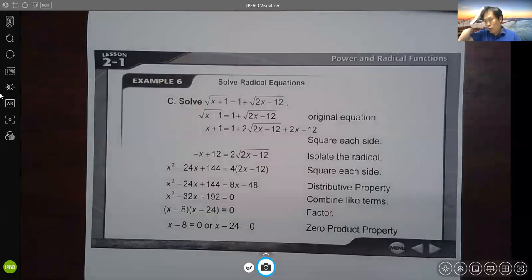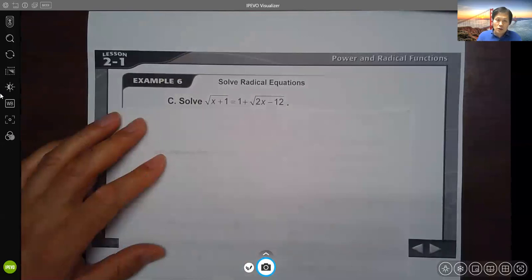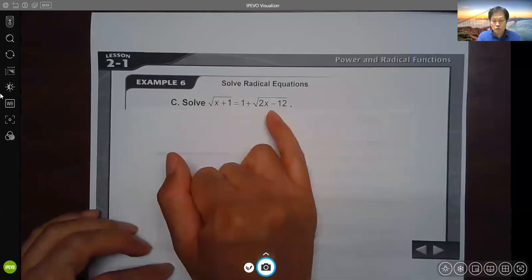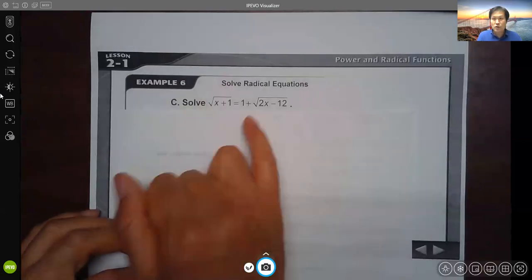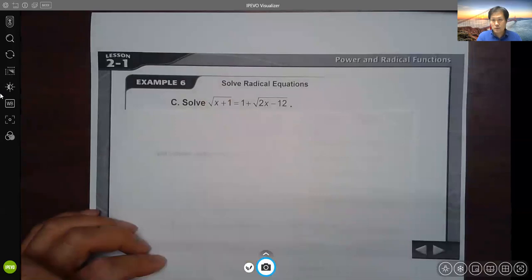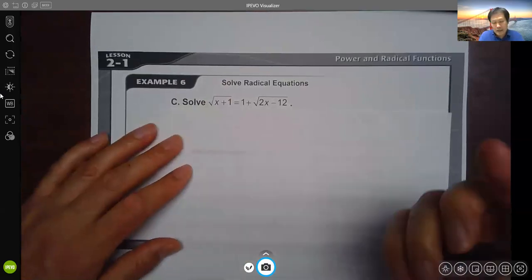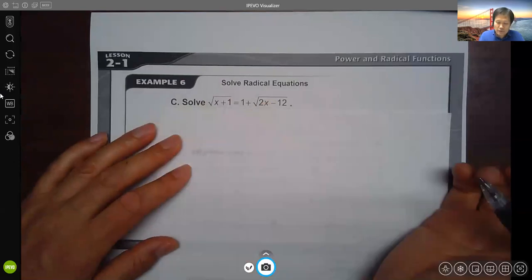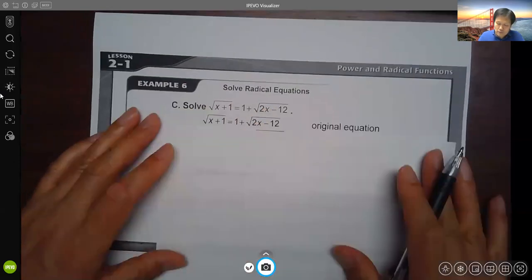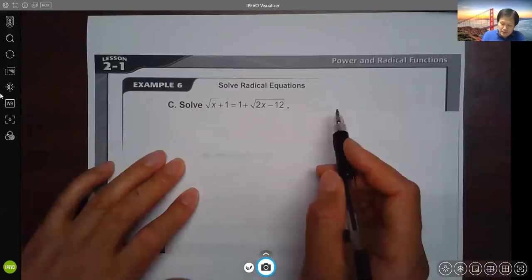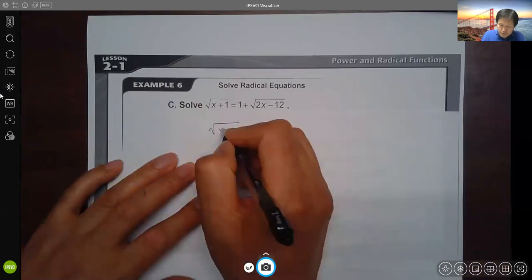Okay, this is a more difficult question. You might say, why is that more difficult? Because we have a root, we have another root. We have a two root expression in one equation. That's a tough one. Okay? So you might say, well, what do we do? You have to get rid of at least one root. You cannot get rid of two roots at the same time. You just have to get rid of a root. So what they did is they squared both sides as it is. So square root of x plus 1, they squared it.